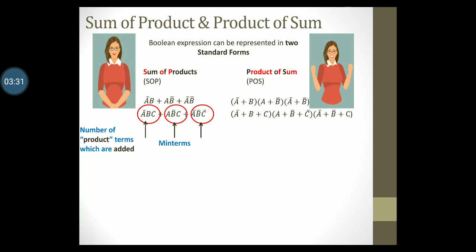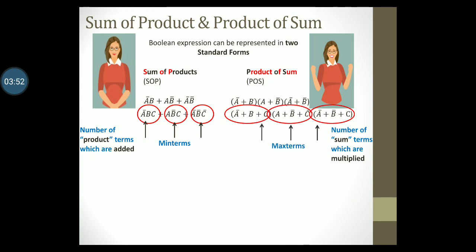On the other hand, the POS expression is made up of a number of sum terms which are multiplied. That is why they are given the term product of sums. If you consider the last equation, these are the sum terms, and they are called Maxterms.